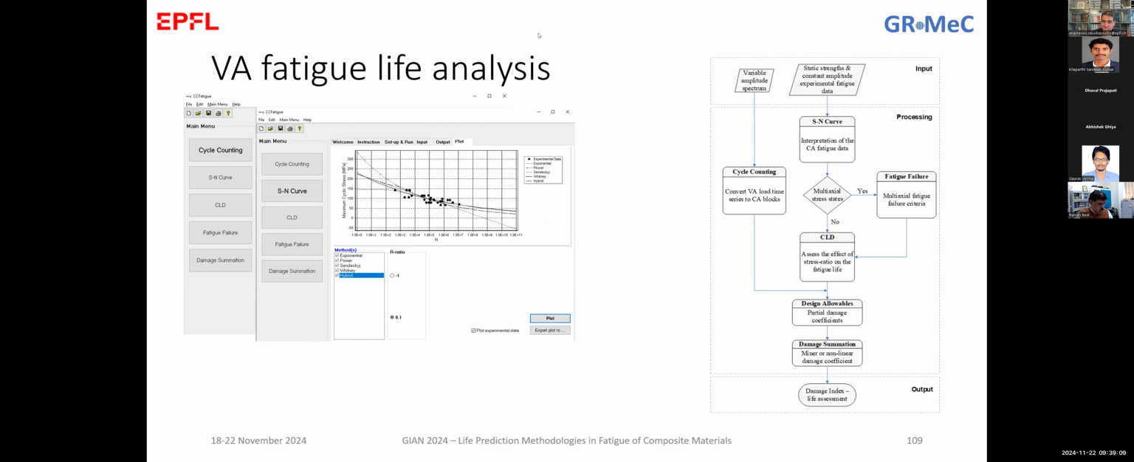Is there any other open source software which can be used for analysis, like fatigue life analysis? Any other open source? I don't have any in mind. Okay, sir. Thank you.